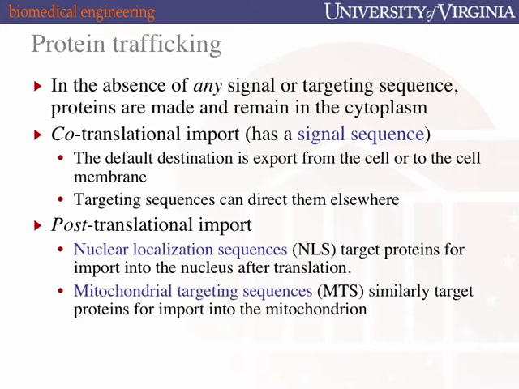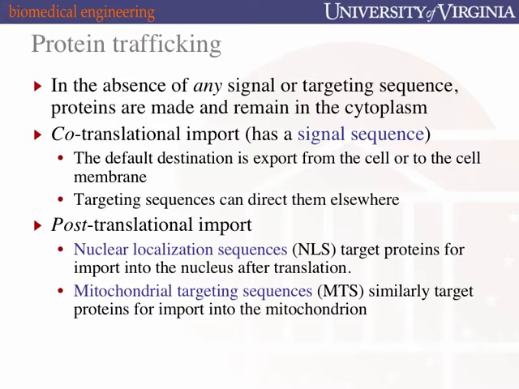Post-translational import, this is the thing for nuclear and mitochondrial, also have sequences, but they're called different things. But fortunately, they are more descriptive. Nuclear localized proteins have what's called a nuclear localization sequence, or NLS for short. And this is a sequence that will interact with other biomolecules in the cell that help recruit that protein into the nucleus.